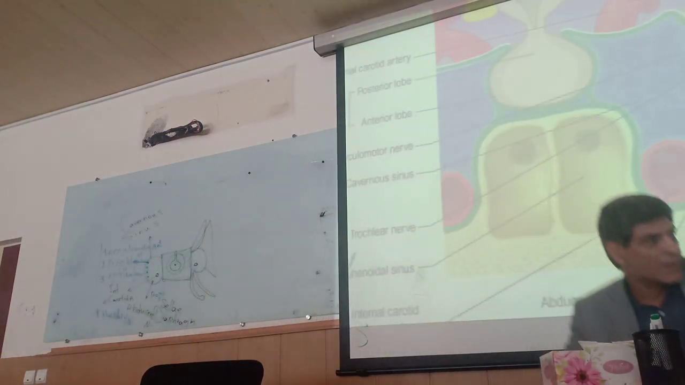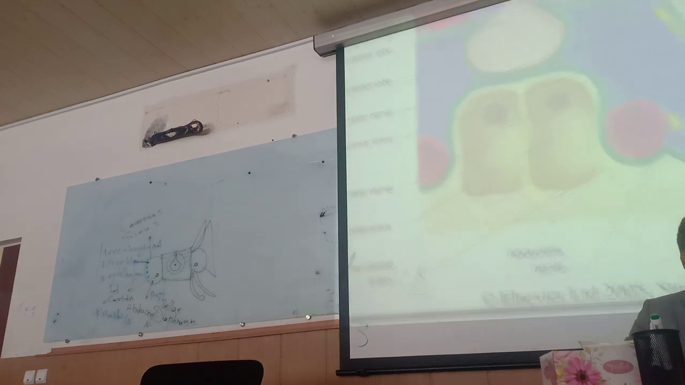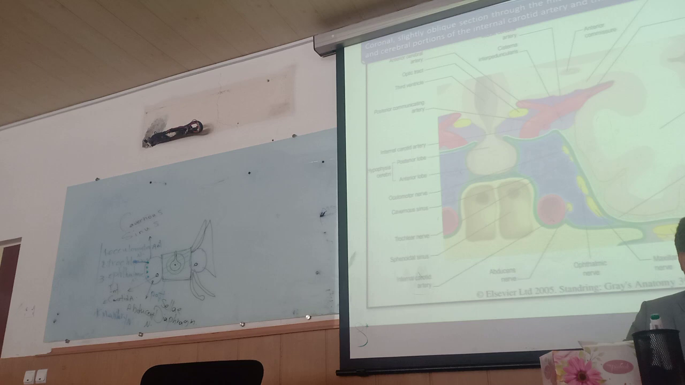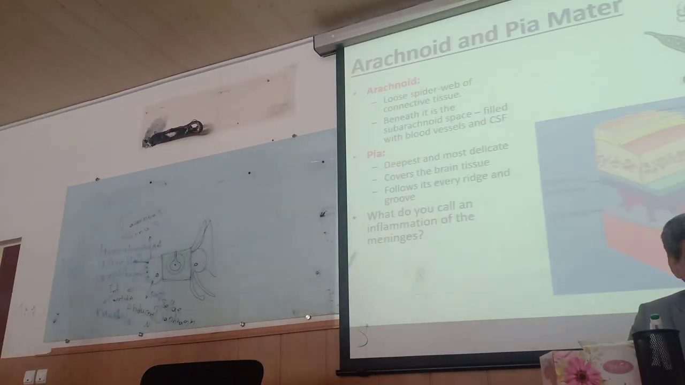In the lateral wall of the cavernous sinus: the oculomotor nerve, trochlear nerve, ophthalmic nerve, and maxillary nerve. Inside: the internal carotid artery and abducens nerve. And then the arachnoid and pia mater.